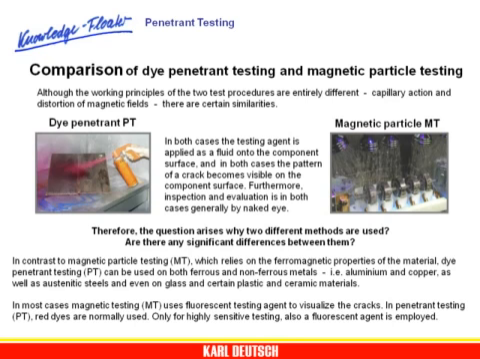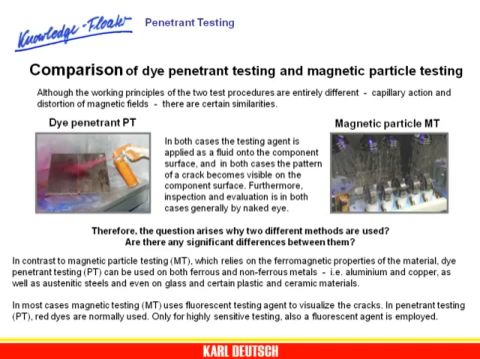Therefore, the question arises, why 2 different methods are used? Are there any significant differences between them? In contrast to magnetic particle testing, which relies on the ferromagnetic properties of the material, dye penetrant testing can be used on both ferrous and non-ferrous metals, for example on aluminum and copper, as well as austenitic steels, and even on glass and certain plastic and ceramic materials.